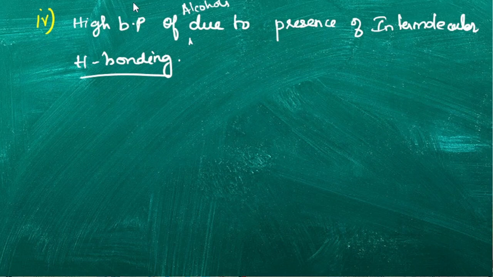Clear? Among other classes of compounds, you have the haloarenes, haloalkanes, all these things. But apart from that, what has the higher boiling point is alcohols. That higher boiling point is due to the intermolecular hydrogen bonding. Clear? Next point is going to be the boiling point order. So the boiling point order is given over here.